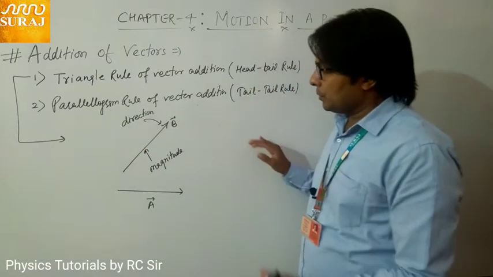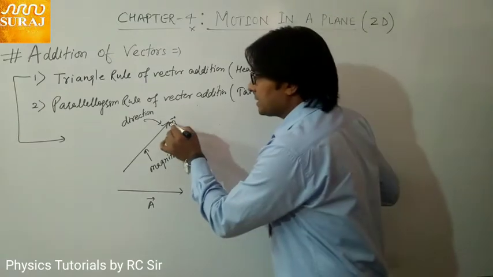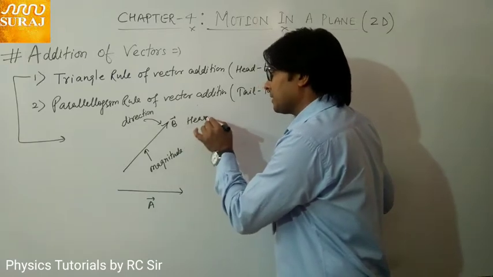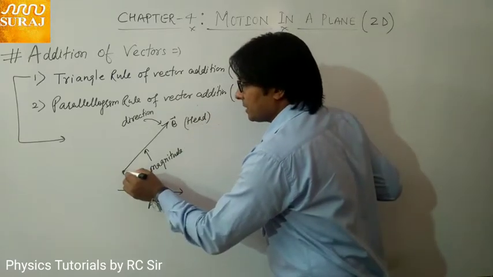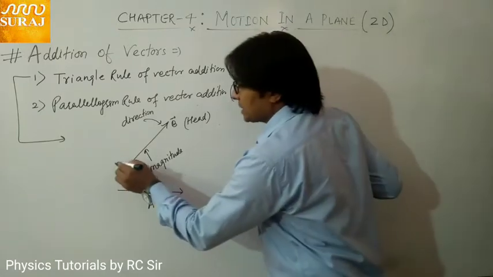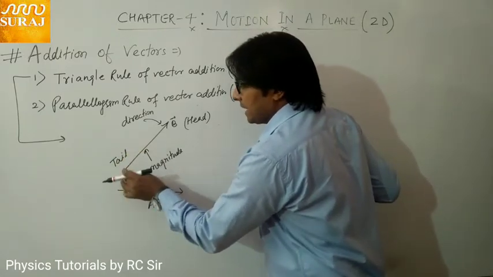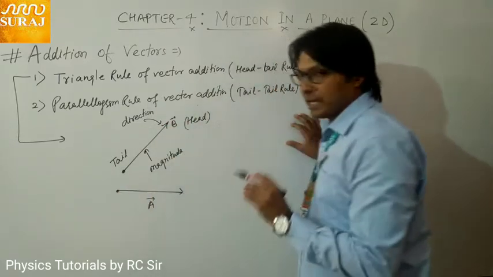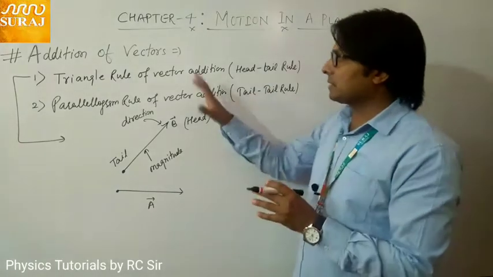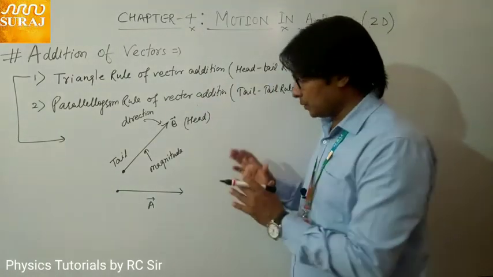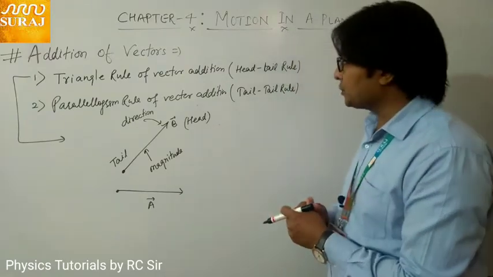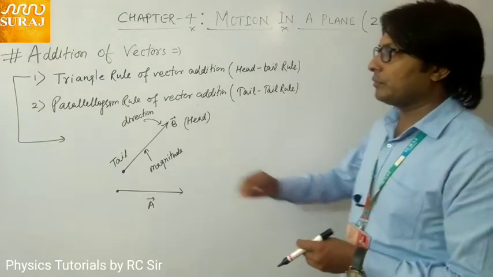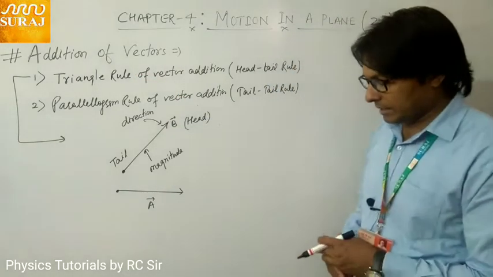So we can say that this arrow, or this point, is known as the head of the vector, and the point from where the vector starts is known as the tail. So this is the tail and this is the head. Similarly, this is the tail and this is the head of the other vector. So why is this method known as the head tail method? Now you are inching towards getting the idea. First we will state what the triangle rule of vector addition is.